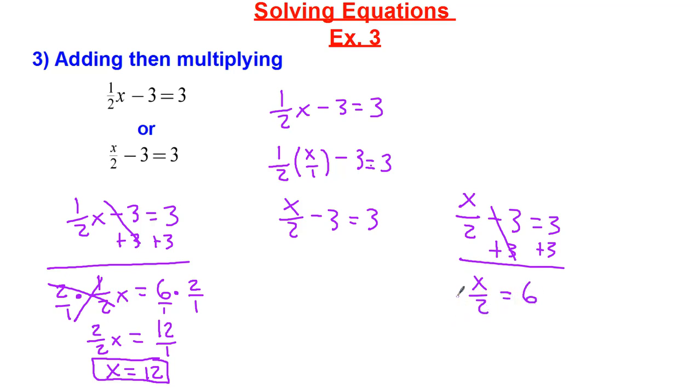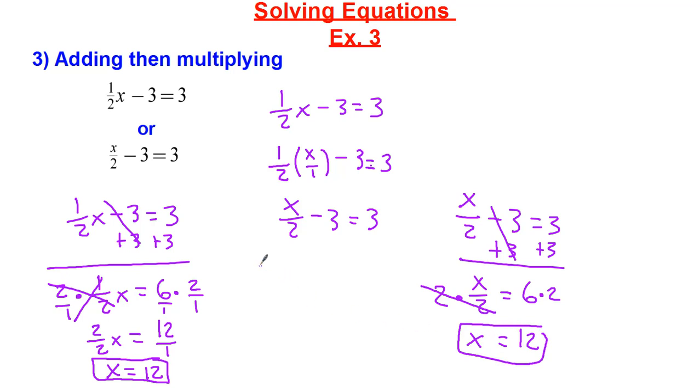Now, same thing over here. In order to cancel this out over here, I'm going to have to multiply by 2. That gets rid of this, right? If I have 2 x's and I'm dividing by 2, how many x's do I have? I just have 1x. So I have to multiply this by 2 as well. So as you can see, both ways, x is equal to 12.